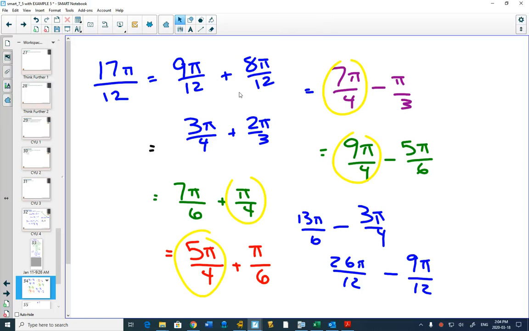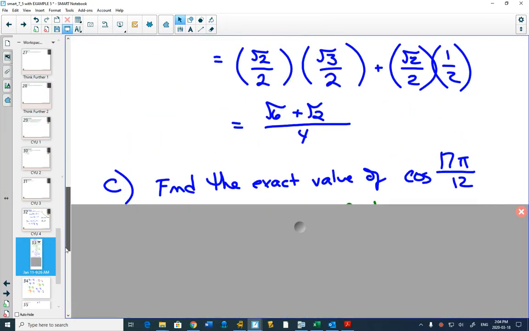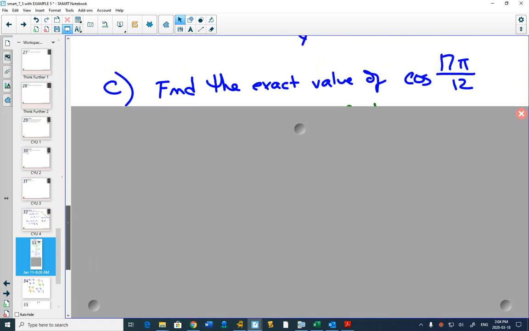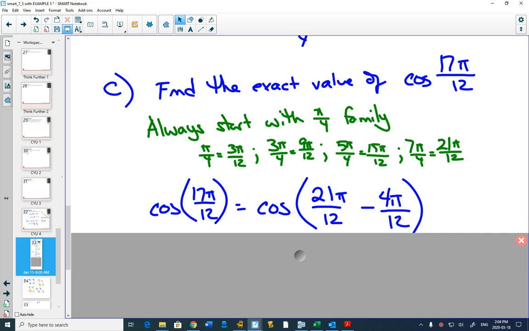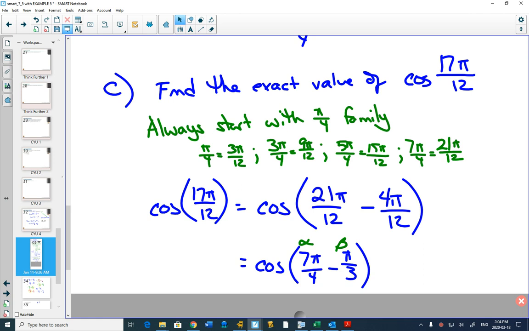So in the one that we were doing, let's see which one I picked. For cos of 17 pi over 12, start with any family member you want. I started with 21 pi over 12, which is 7 pi over 4. I was like, ooh, I want to get close to 17. How about 7 pi over 4? That makes 21. Too much. So I had to subtract 4, which ends up subtracting pi over 3.